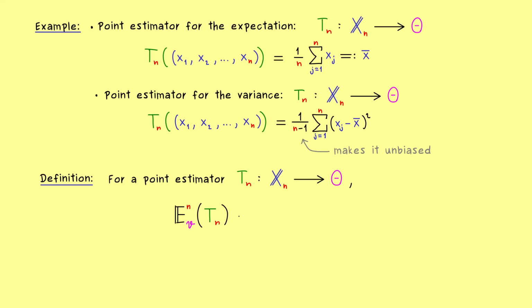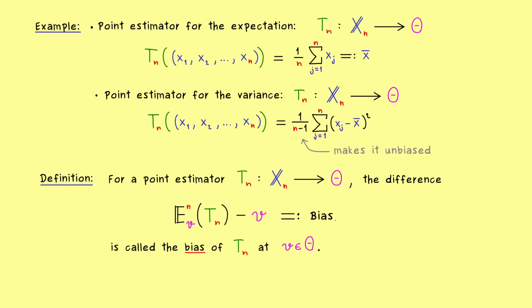So it makes sense that this expectation should be actually the fixed theta. If that's not the case, then this expectation is either bigger or smaller than the given theta. So it's a systematical bias we have in the one or the other direction. More precisely, it's the bias of the point estimator Tn at the given point theta. So at different points from the parameter space, the bias could be different. But it's definitely something we can measure here, and it defines a function as well. So maybe let's call it bias at theta of Tn.